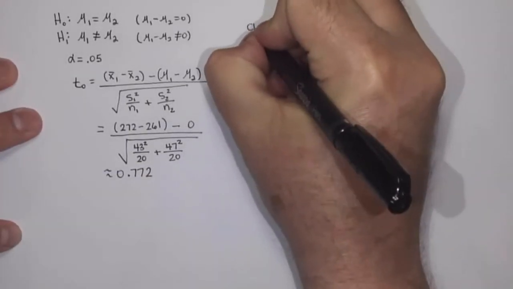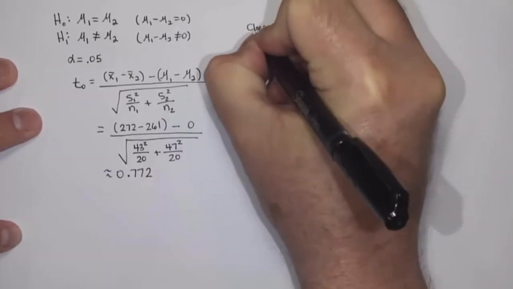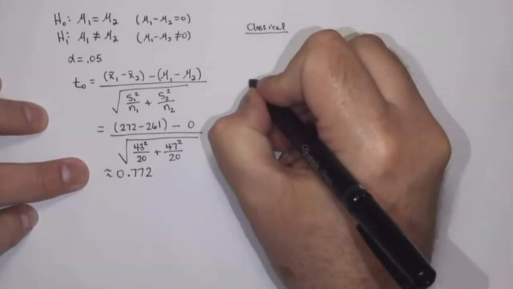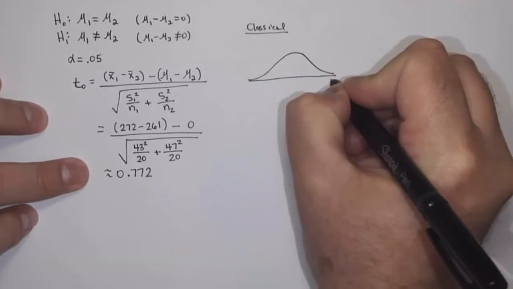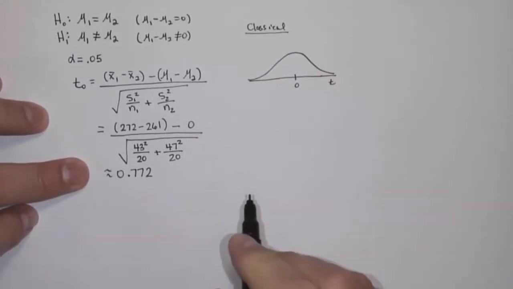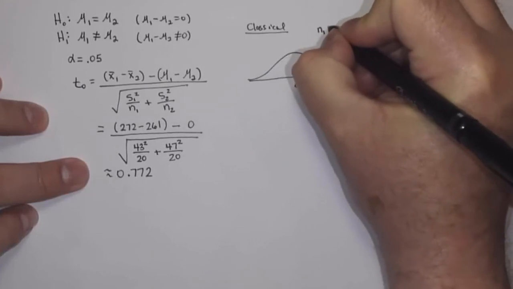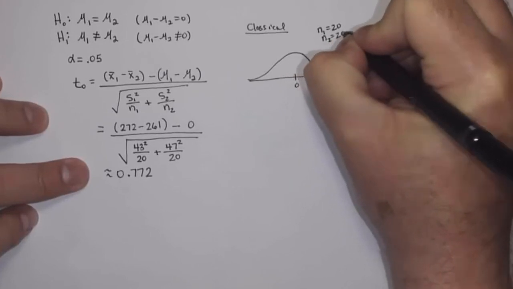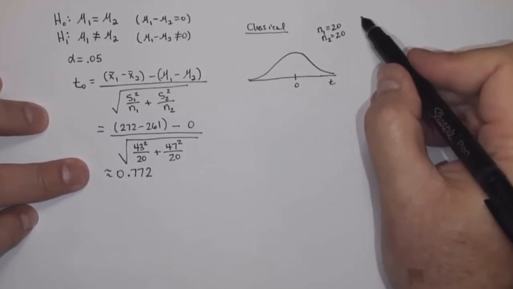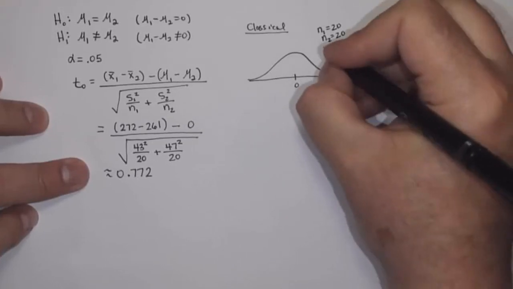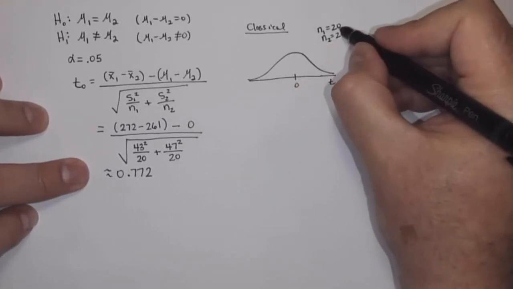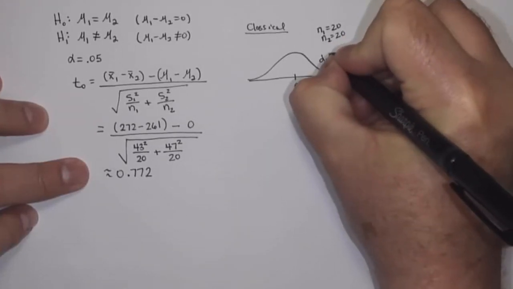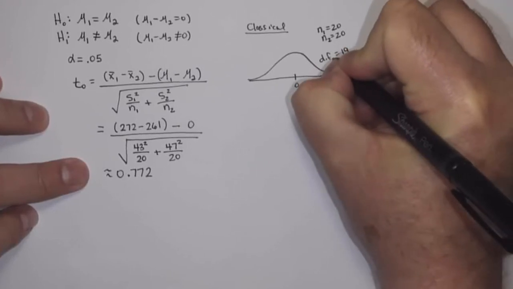Okay, so what do I do with that? Well, if I'm using the classical approach, I need to find the critical value to compare that to. So our critical value is going to come from a t-distribution. Our sample size for the business travelers was 20, and for the leisure travelers was 20. 20 minus 1 is 19. We're supposed to use the smaller of n1 minus 1 or n2 minus 1. In this case, they're both 19, so we have 19 degrees of freedom.